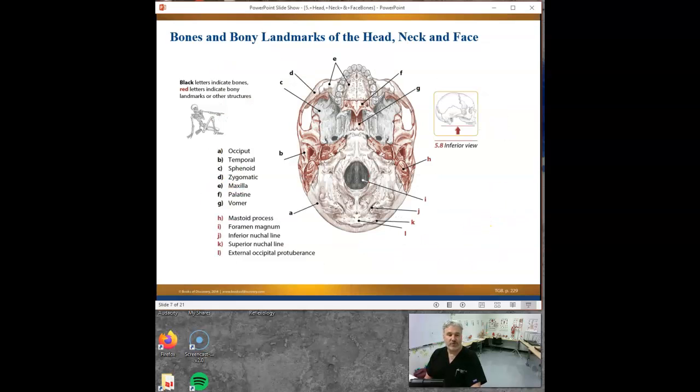This is a view underneath the skull. So if you were looking up through my spine, you couldn't see this. You literally have to take somebody's head off. But this is looking up through their skull, right? There is a really big hole there. What do we call the really big hole in your skull?